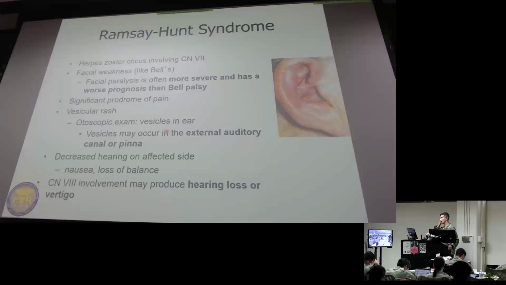Hearing. It's not a very far jump to say, all right, it's affecting the whole nerve. It can move down to cranial nerve 8, cause a lot of vertigo symptoms, and it can cause sensorineural hearing loss at that point.